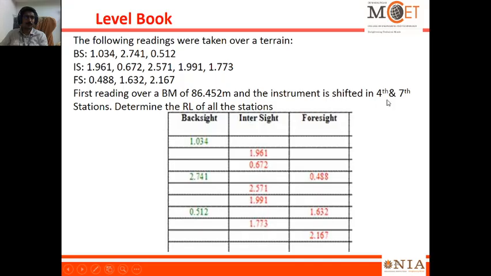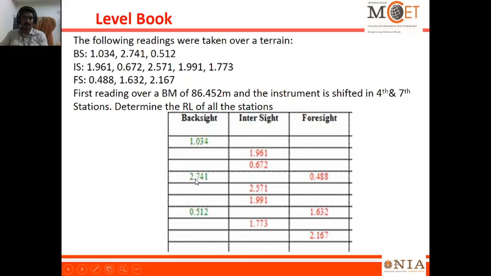Why? At the fourth station, the instrument was shifted. First station over the benchmark, second station, third station, fourth station, right? So if the instrument was shifted after the fourth station, the last reading taken from the first position becomes the foresight. When the instrument is shifted, the new backsight will be taken to the same point only. So the next backsight 2.741 will fall on the same station, right?